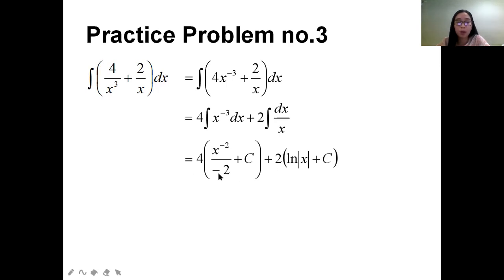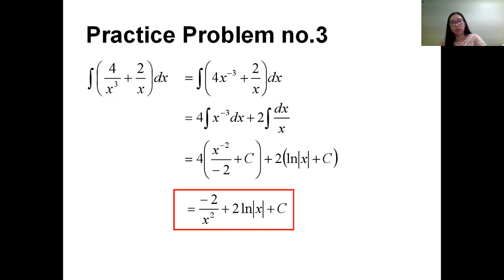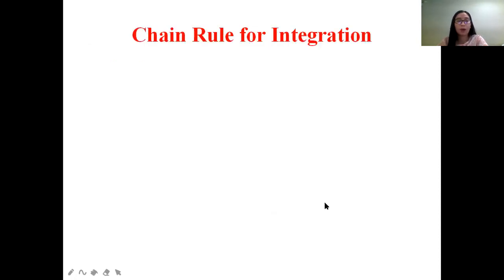We have 4 quantity x to the negative 2, since negative 3 plus 1 is negative 2 over negative 3 plus 1 is negative 2, plus c plus 2 quantity ln x, ln absolute value of x plus c. So, i-simplify na nato atong answer. We have negative 2 over x squared plus 2 ln absolute value of x plus c. Okay, so I hope na namoy natun-anan ni ato ang 3 ka practice problem. Okay, so try it solving on your own.